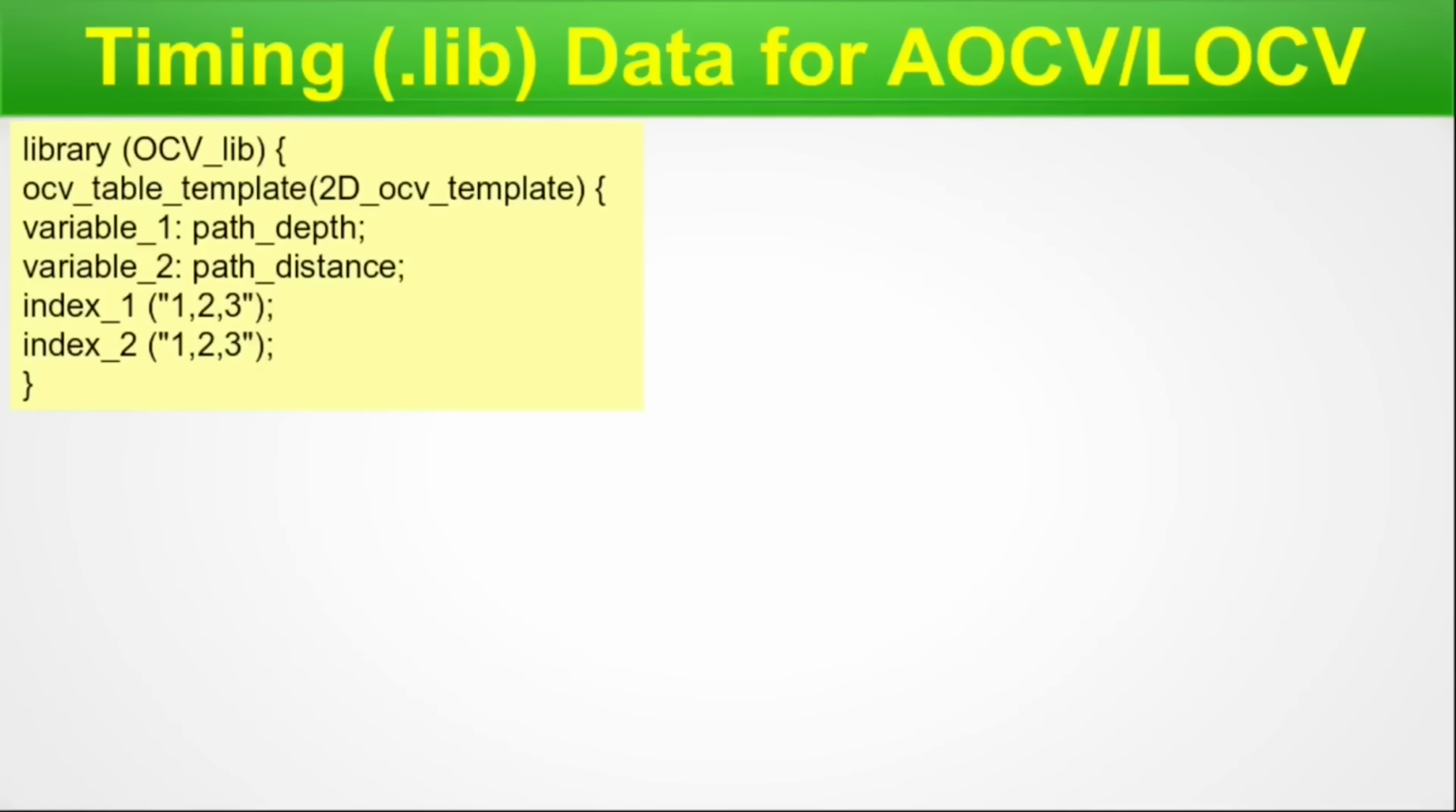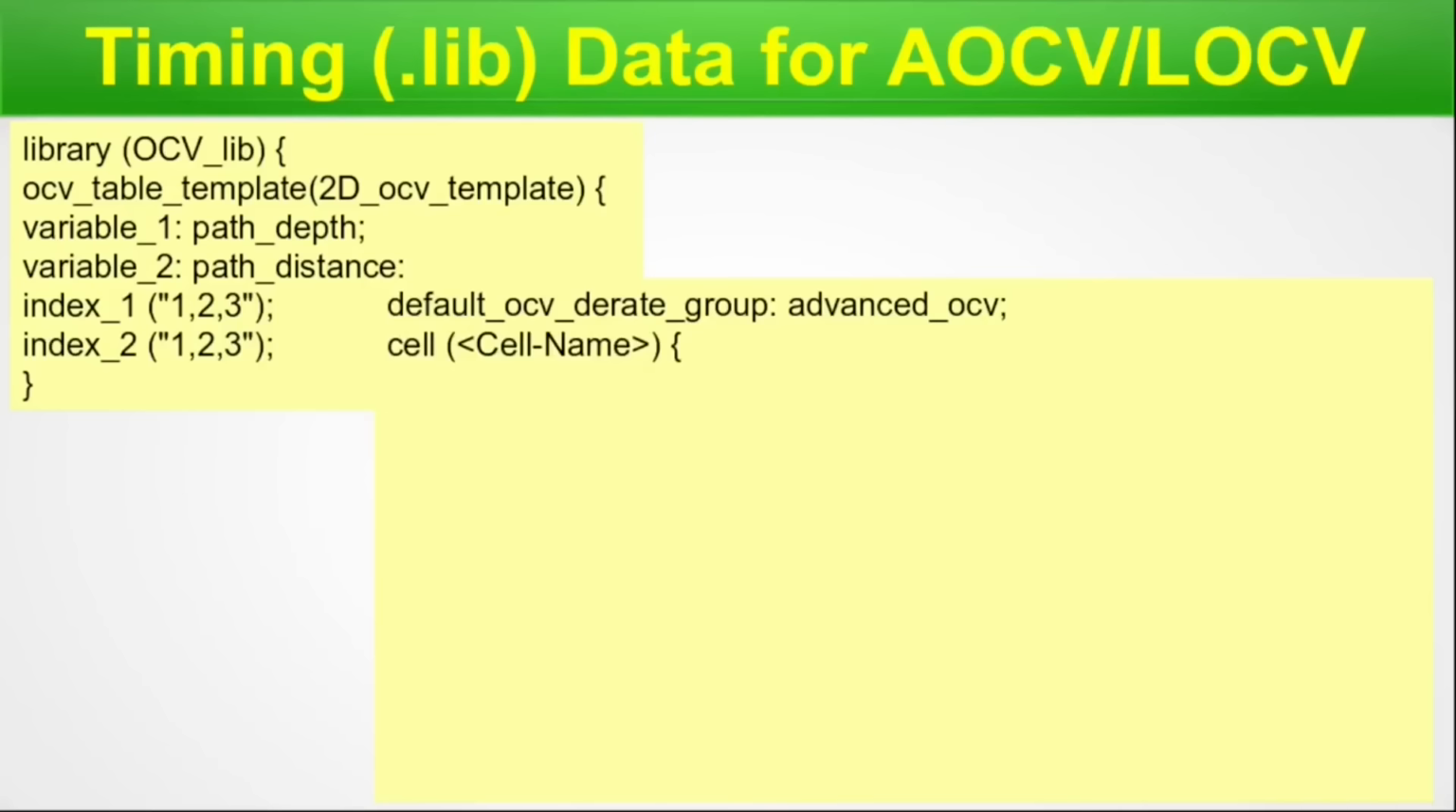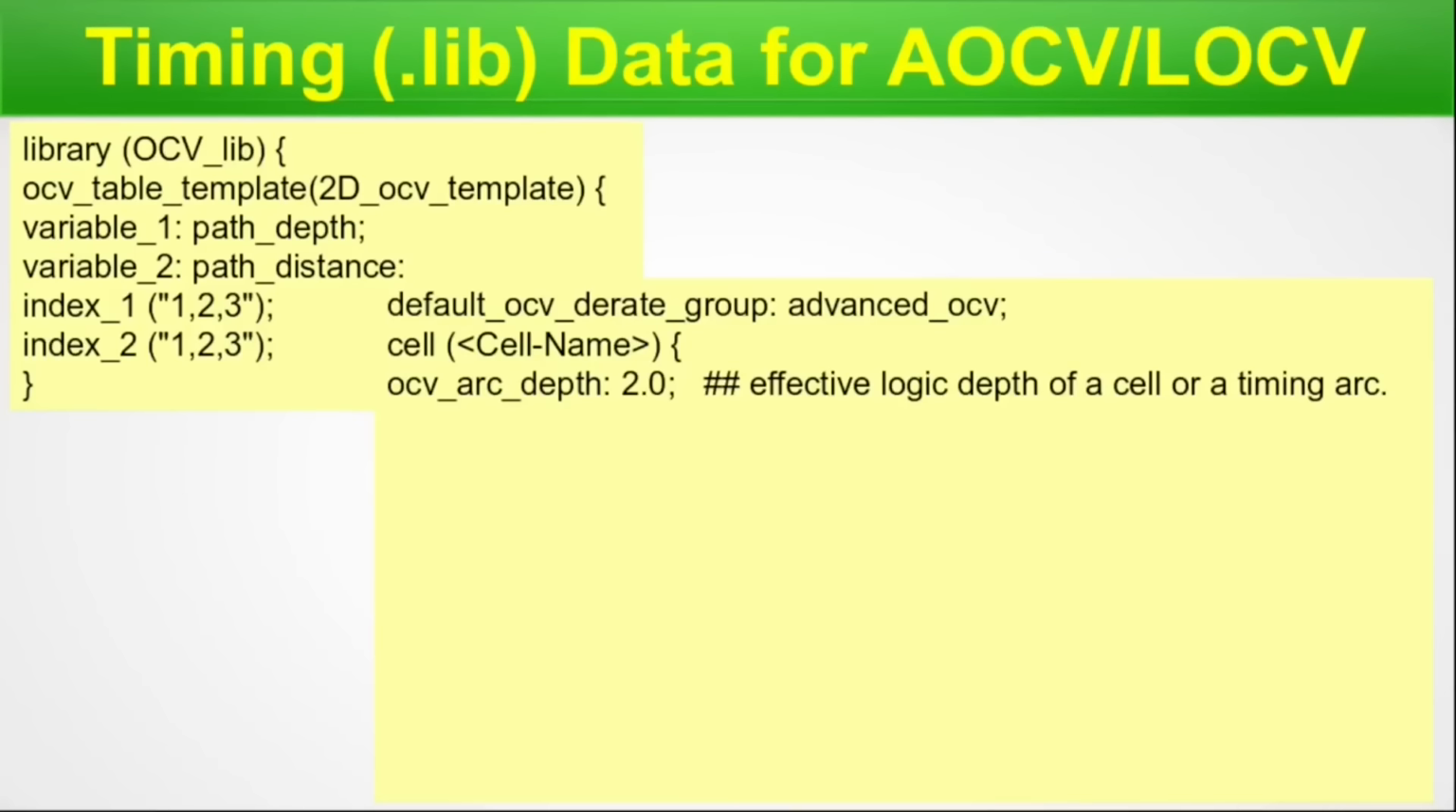Now what we see in the actual cell is inside every cell definition. Let's look into that. Here in the bigger rectangular box we will be displaying that. First we have the default OCV derate group, that is advanced OCV. Next we have the cell name. Then we have OCV arc depth 2.0. This OCV arc depth is the effective logic depth of a cell or a timing arc. We have a value here. OCV derate group, AOCV 1. Then we have OCV derate.